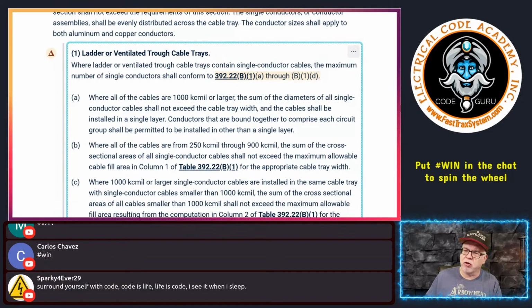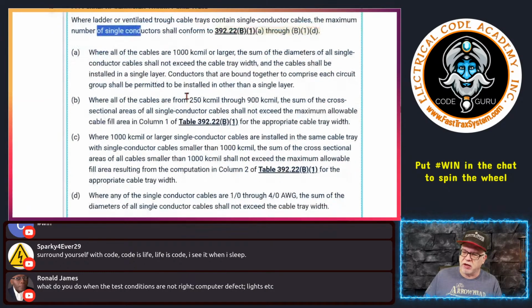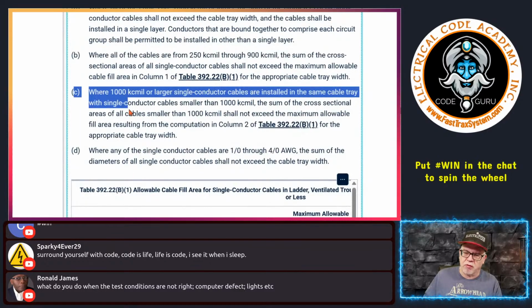Okay. So it says where ladder and ventilated trough cable, and these are the most popular, by the way, contain single conductor cables, and by virtue of 392.10, where applicable, single insulated conductors. Okay. So it says the maximum number of single conductors shall conform to 392.22 B1A through B1D. Okay. So we looked at this one yesterday. So we're not going to go over C anymore.